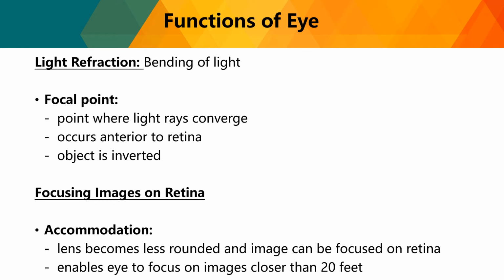So when you say light refraction, it is the bending of the light in your eyes, and then you should know the concept of focal point. So the focal point is the point where the light rays converge, nagsasama or nagmimit, and it is also where it actually occurs, in front of your retina. So usually in focal points, the object is inverted. Okay, so focusing images on the retina involves accommodation. So this is when the lens becomes less rounded and the image can be focused on the retina, and it enables the eye to focus on images closer than 20 feet.